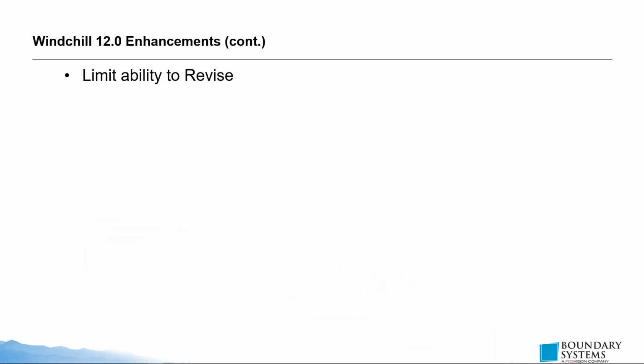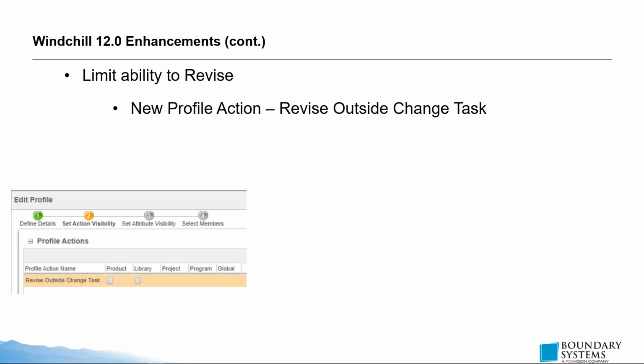All right, now, additionally, inside of Windchill, one of the enhancements that you can also do is with revisions. How to revise, when to revise. There is now a new profile action called Revise Outside Change Task. What that does is allow you to limit where a revision can happen. So I can specify that I don't want it to happen outside of a change task. So it's not available to me. It will only be available in the actual change process.